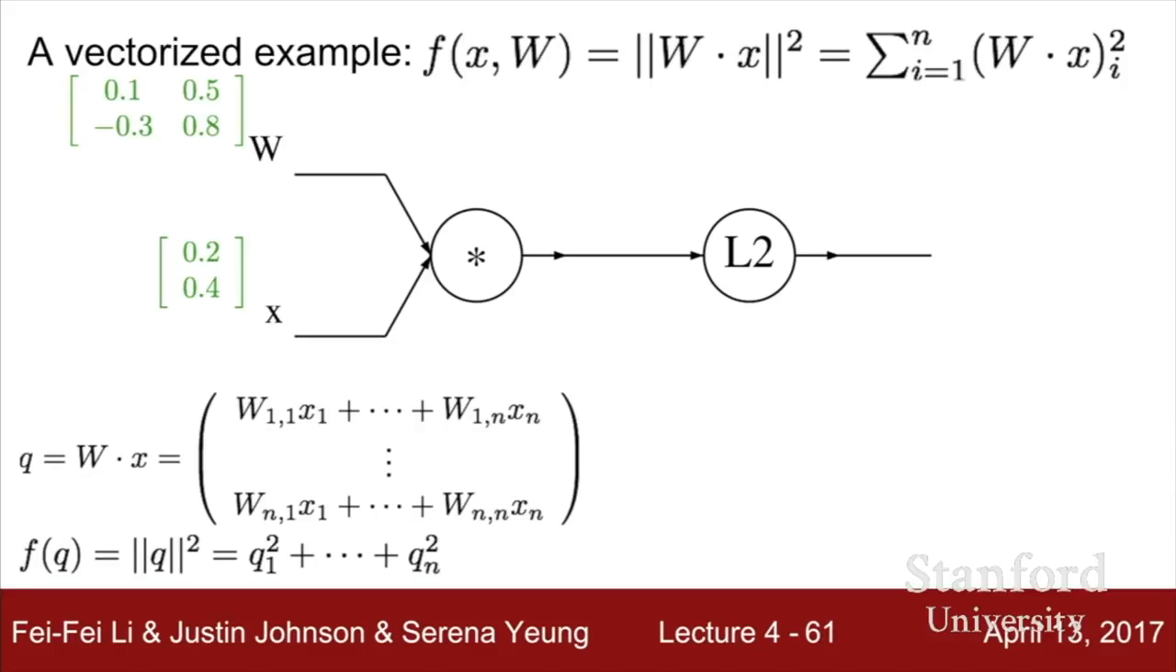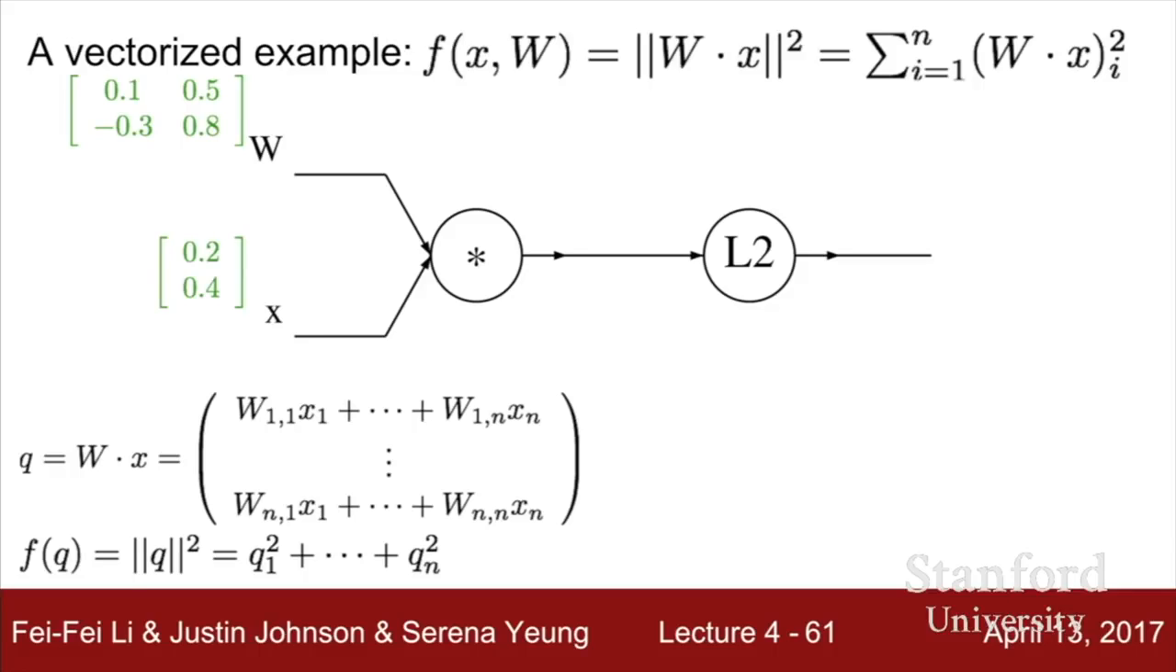And so now let's also fill out some values for this. Let's say w is this 2 by 2 matrix, and x is going to be this two-dimensional vector, right? And so we can label again our intermediate nodes. Our intermediate node after the multiplication is going to be q. We have q equals w times x, which we can write out element-wise this way, right? The first element is just w11 times x1 plus w12 times x2 and so on.